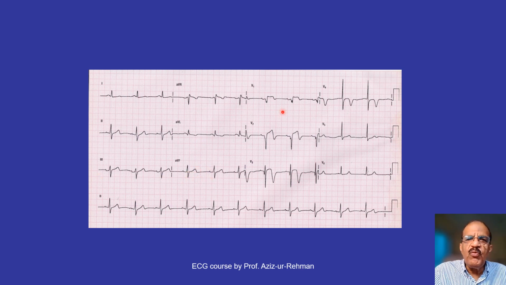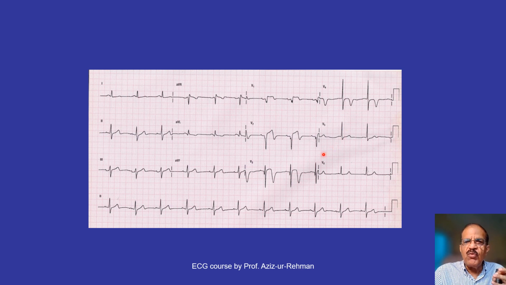But when we come to V1, you can see the complex is inverted and you can see ST segment elevation. There is definite ST segment elevation in V1, in V2, and in V3. Maybe a little bit in V4 also. So there is ST segment elevation in V1 to V4. But unlike the previous ECG, in this case, there is very significant T wave inversion also. T wave inversion is seen here, here, here, and also here.